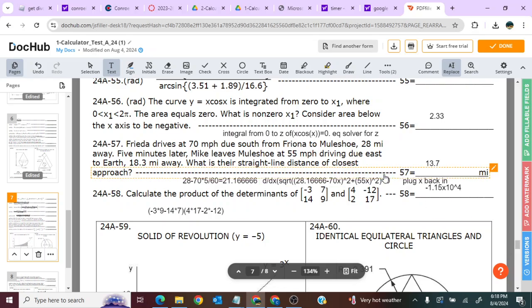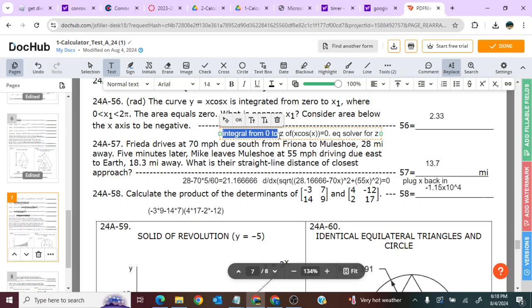Okay, 56. The curve is integrated from 0 to x1, where this is the bounds of x. If the area is equal to 0, what is non-zero x? Consider the area below the x-axis to be negative. Well, okay, and this isn't too complicated. You just got to EQ solver it.